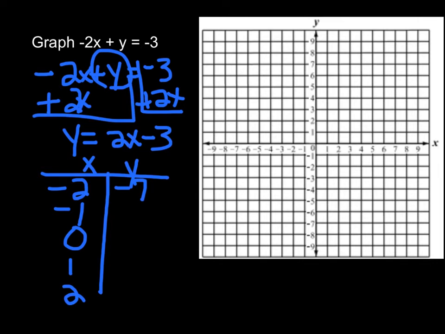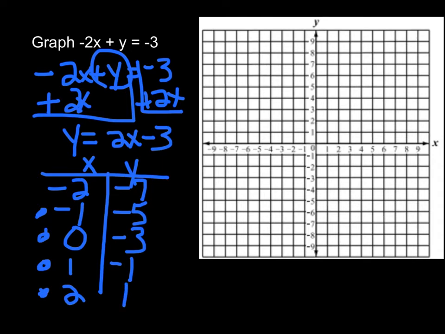Now we'll substitute -1 in. 2 times -1 is -2, minus 3 is -5. Now we'll put the 0 in. 2 times 0 is 0, minus 3 is -3. Now we'll put the 1 in for x. 2 times 1 is 2, minus 3 is -1. And finally, let's put the 2 in. 2 times 2 is 4, minus 3 is 1.